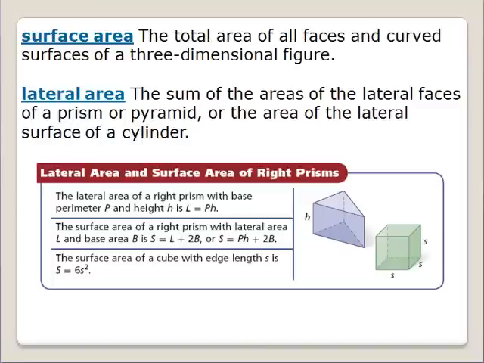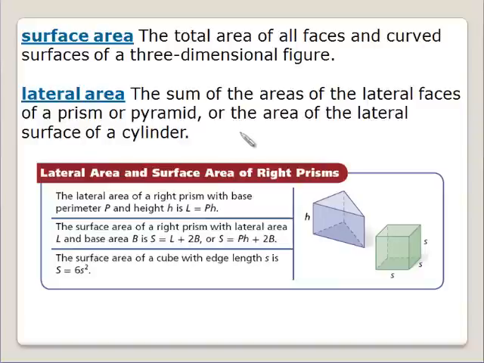The surface area is the total area of all the faces and curved faces of a three-dimensional figure. So it's the area of all the surfaces. If you look at your prisms, we have different surfaces. Here we have rectangles and then triangles on the bases. If we looked at a cube, we'd want to find the area of all of these squares.